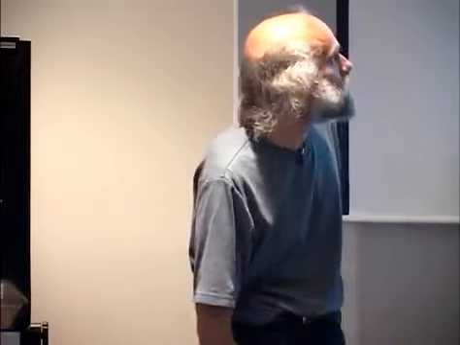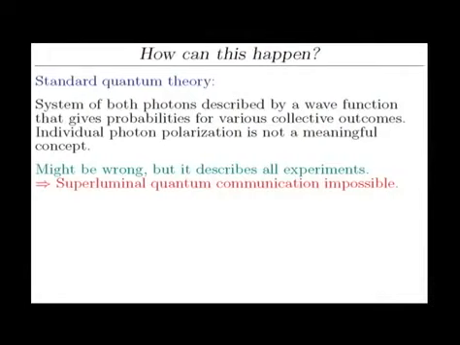So there's another explanation. Another explanation, which is the standard explanation of quantum theory for how this thing works. There's a wave function. Again, this isn't even supposed to be a talk about quantum mechanics, so I'm not going to try to go into any detail. What the wave function does is it gives probabilities for collective outcomes. That means it tells you what the probability is for two things to happen, not just the probability for this and the probability for that, but the joint probability.